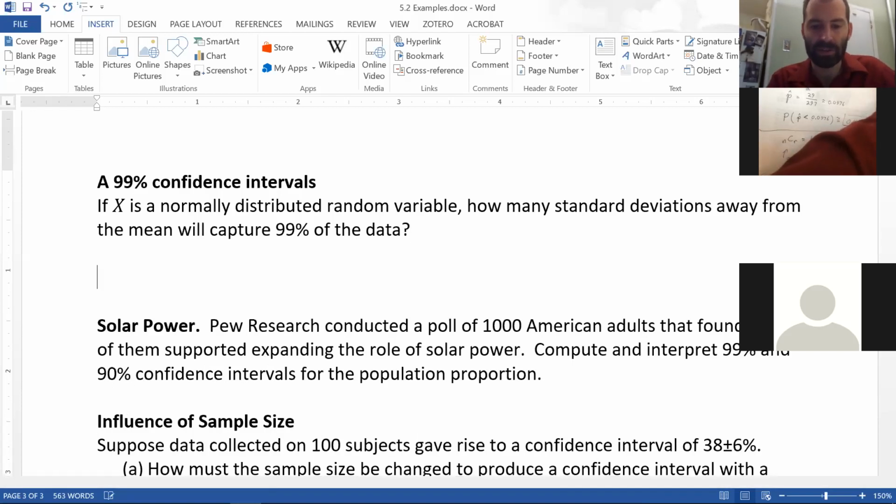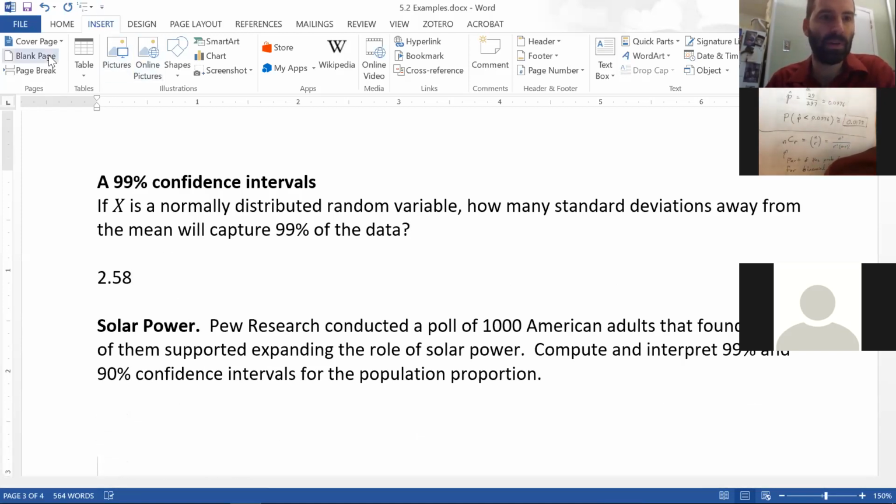I think we can answer this question. We said it was how many standard deviations for a 99% confidence interval. It's going to be 2.58. We'll use that in this problem.